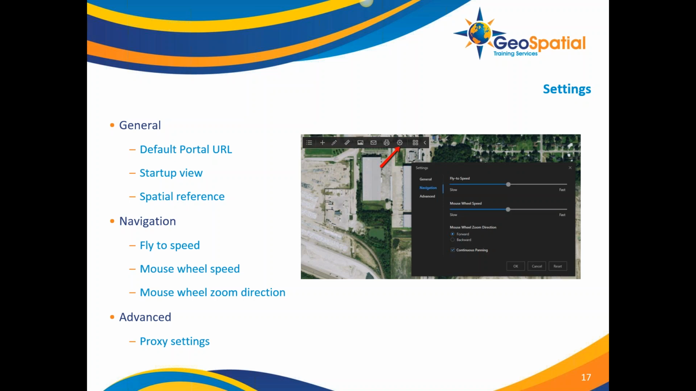And then we have the settings. There's a little settings button here towards the far right-hand side, and it allows you to set various settings. And there are 3 different categories, including general, navigation, and advanced. General allows you to set your default portal URL along with the startup view and a spatial reference. Navigation tab allows you to set the fly to speed, the mouse wheel zoom direction. These just control navigational types of issues, right? How fast or how slow you zoom in and zoom out. How you want to set up your scroll wheel on your mouse, and whether or not you want to activate continuous panning. And then finally on the advanced tab, there's a proxy settings.